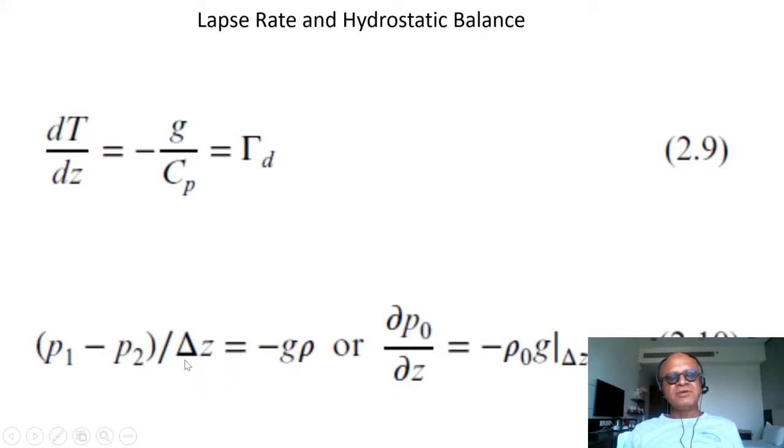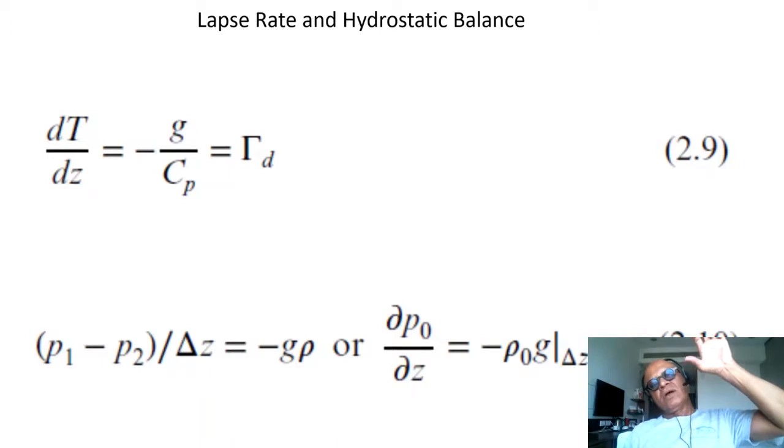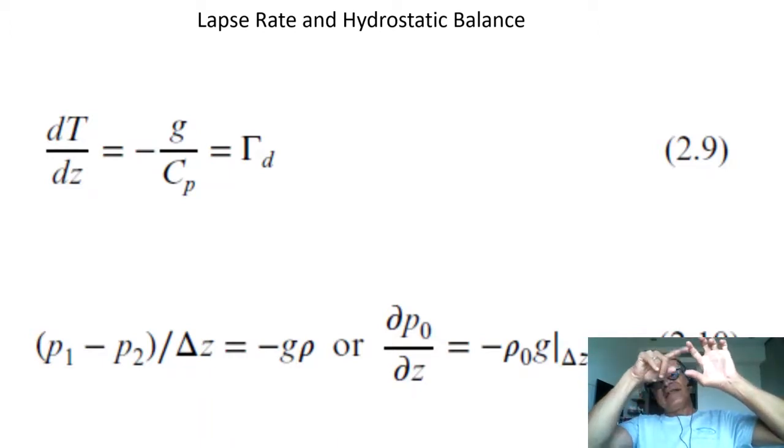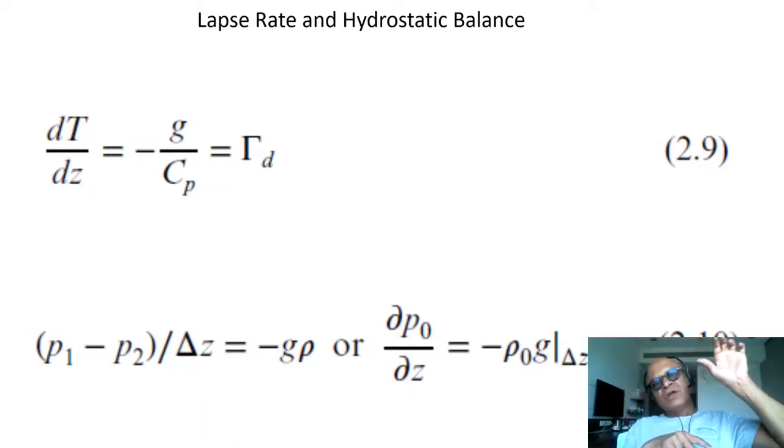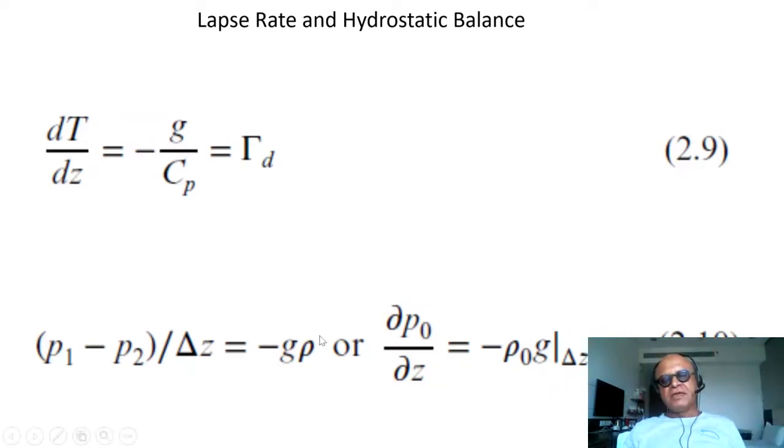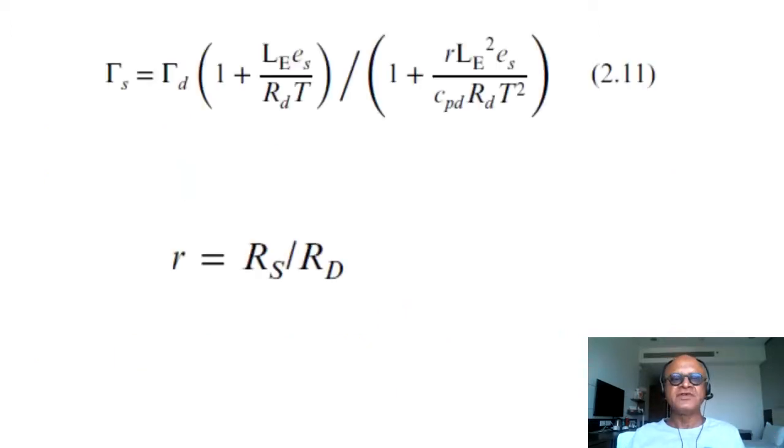So P1 minus P2 divided by delta Z. If you take an air column going from height Z1 to Z2, the pressure change is going to be determined by the weight of the air that's there. Because you are driving the delta Z to 0, you're going to assume the density to be the constant reference density at that level, which is obviously not true. In the atmosphere, the density changes quite a bit.